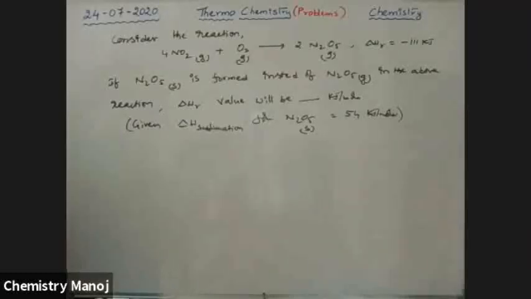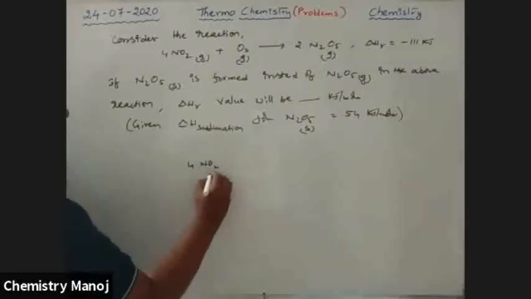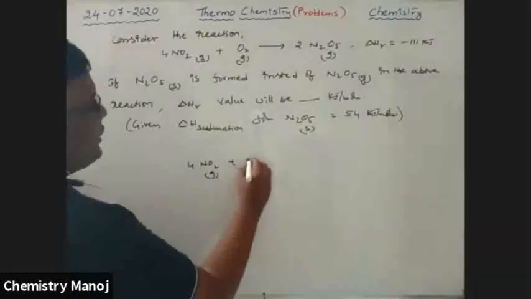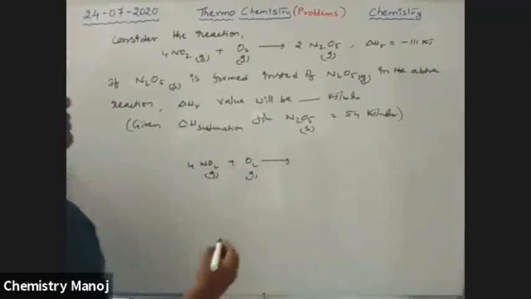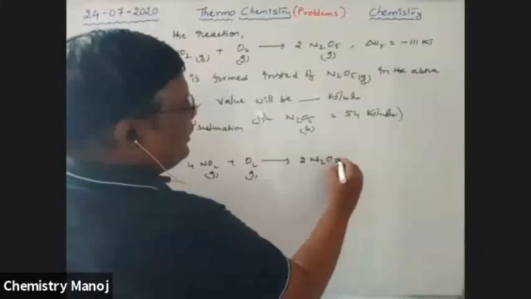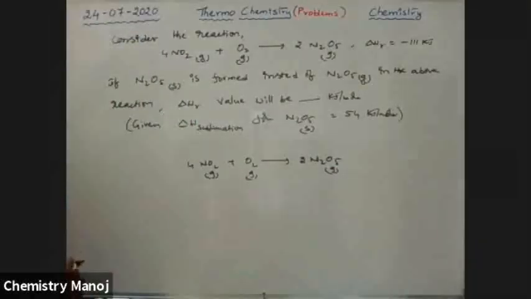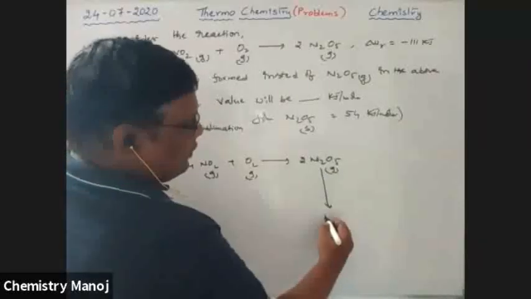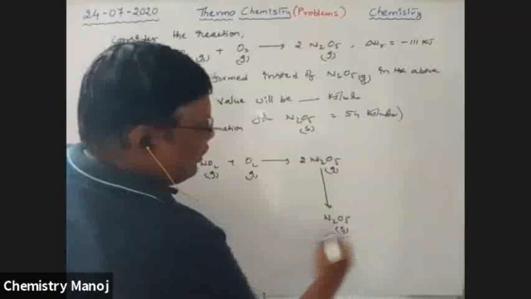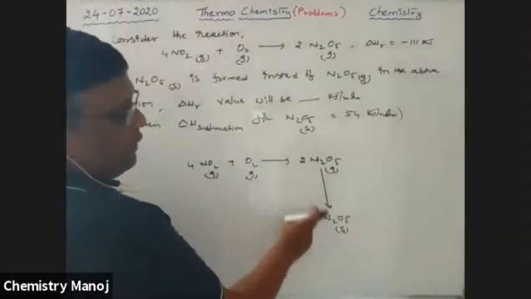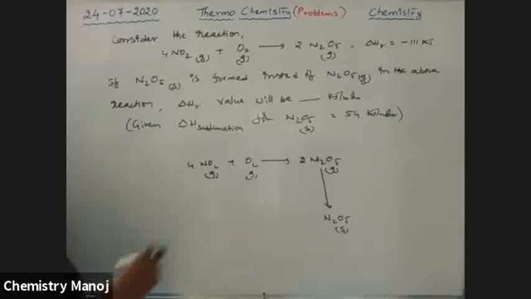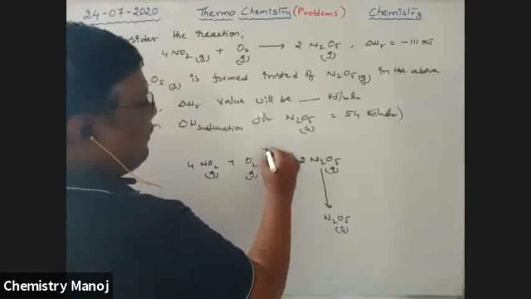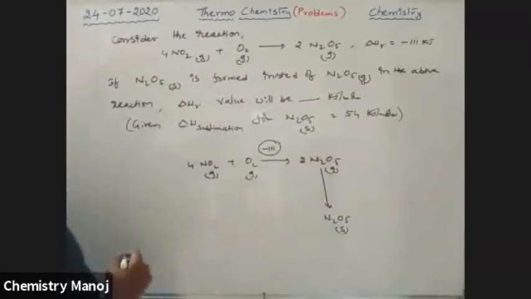Okay, see here. 4NO2 gas plus O2 gas gives 2N2O5 gas. If instead solid N2O5 is formed, how much is the delta H change? Up to this step, it is the given value.